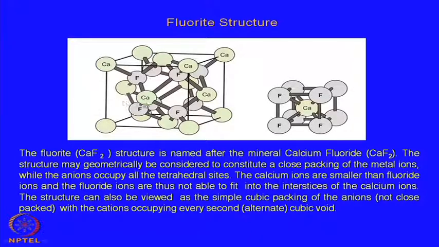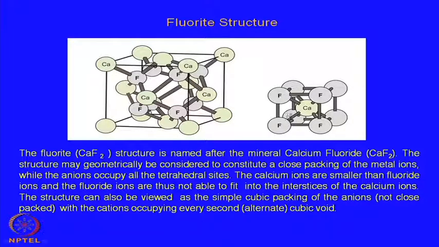So, calcium ions are not at all the body center positions of the cubes, but only in the alternate cubes. So, it says here the fluorite CaF2 structure is named after the mineral calcium fluoride CaF2. The structure may geometrically be considered to constitute a closed packing of the metal ions, while the anions occupy all the tetrahedral sites. This is a different description than what has been given here.